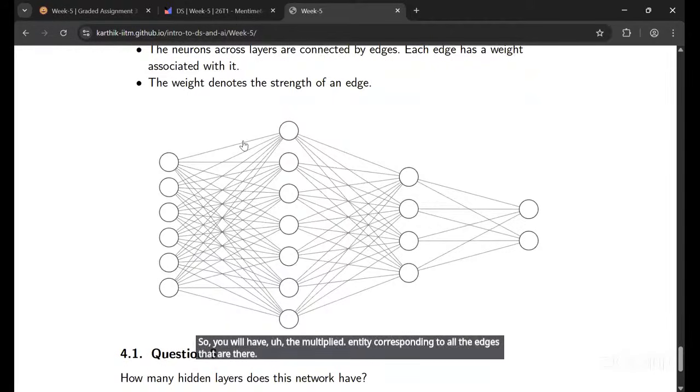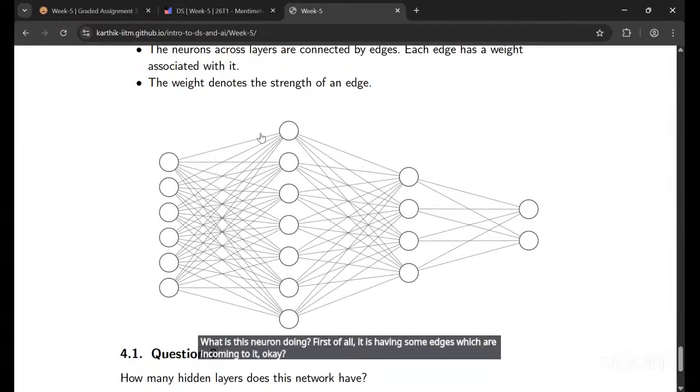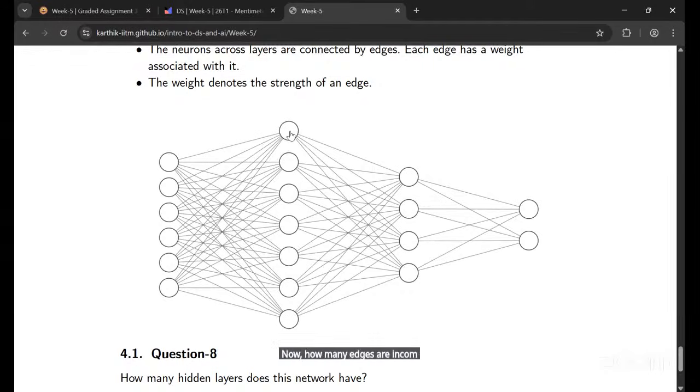Now what will happen is, see this neuron here. I hope everyone is able to follow my cursor. Now see the first neuron in hidden layer 1, which is the second layer here. What is this neuron doing? First of all, it has some edges which are incoming to it. Now, how many edges are incoming? Question to you.